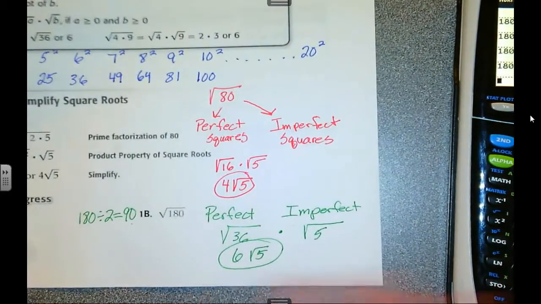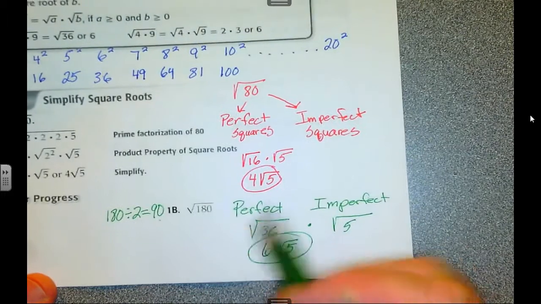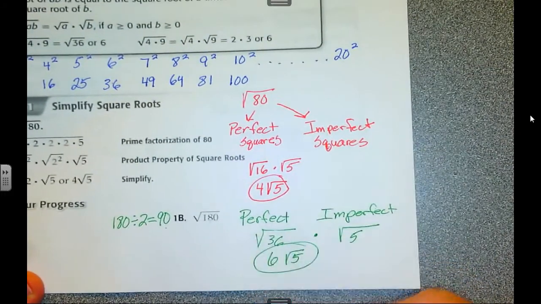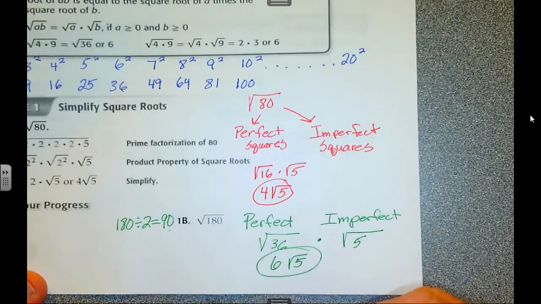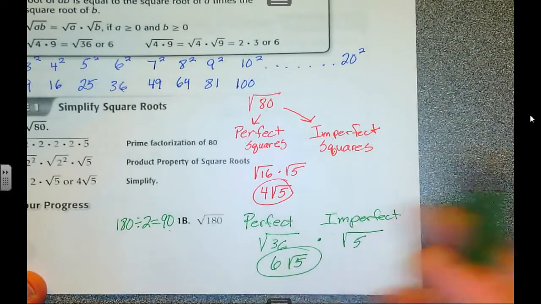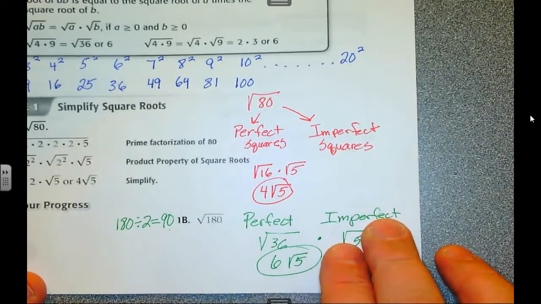How about 54? What's half of 54? Anyone? Bueller? 54 divided by 2.